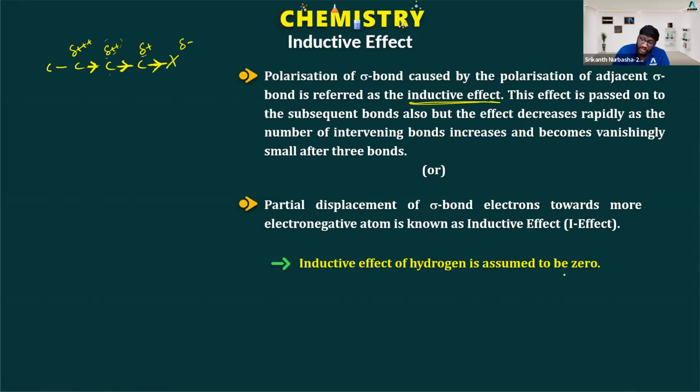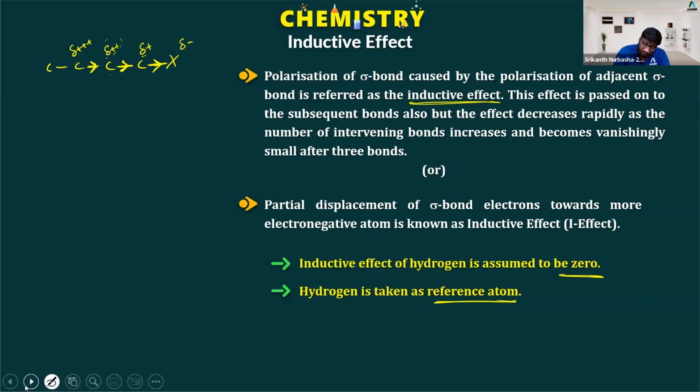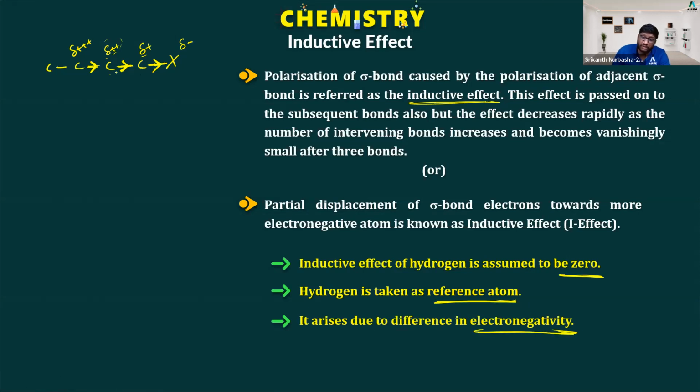Inductive effect of hydrogen is assumed to be zero. What do you mean by that? That means in the CH bond, the movement of electrons was assumed to be zero. That means the CH bond is considered a non-polar bond. So hydrogen is neither electron donating nor electron withdrawing. Hydrogen is taken as a reference atom and the inductive effect of hydrogen is taken as zero. It arises due to difference in electronegativity. So based on difference in electronegativity only, the electrons in the carbon-halogen bond are moving.